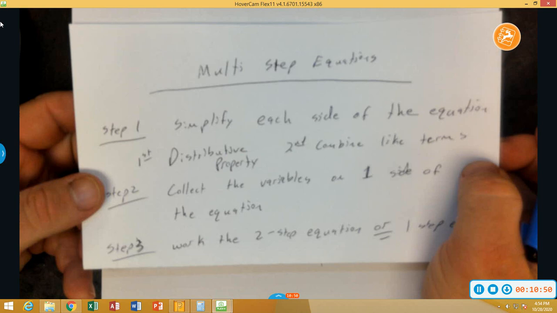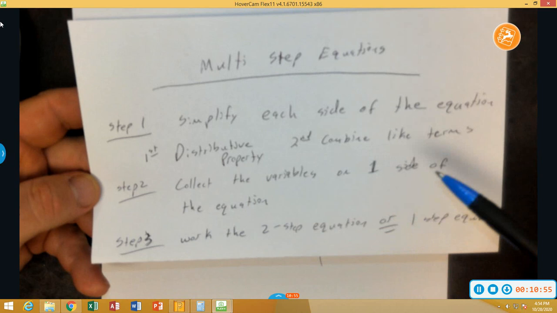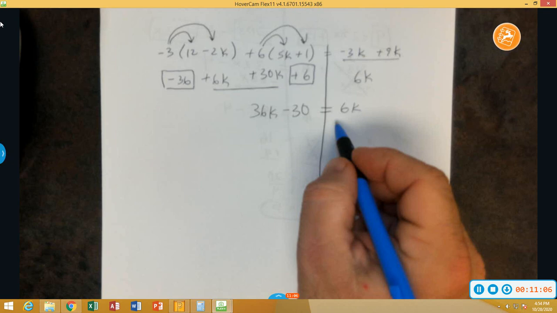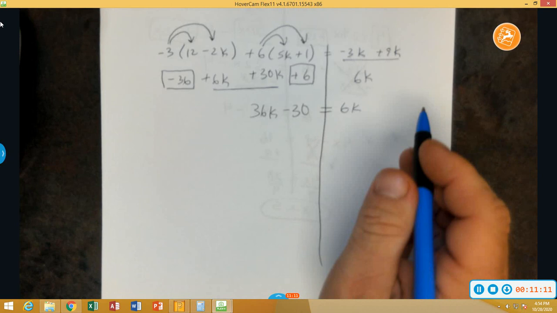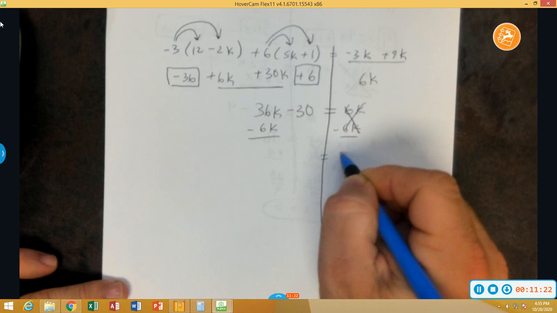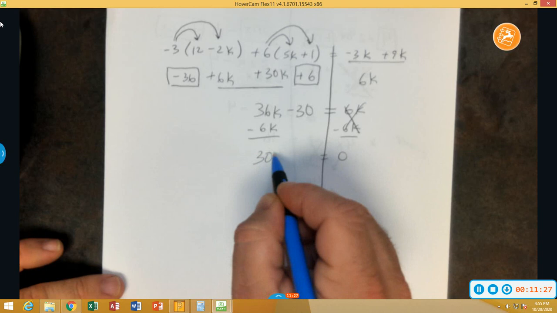So we've done the simplify. Now we have to collect the variables on one side of the equation. We can either subtract 36k, but if we do, 6 minus 36 gives me negatives. I don't want that. So if we get rid of 6k, we can subtract 6, and 36 minus 6, that's easy. So let's do that. We're going to subtract 6k from both sides. 6k minus 6k cancels out, so it's basically a zero. 36k minus 6k is 30k. And we didn't do anything with minus 30, so we bring it down.